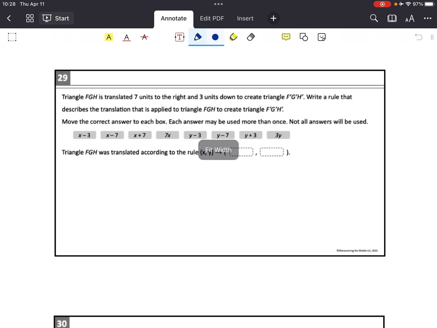All right, question 29 was saying that triangle FGH was translated. Translated automatically tells me that I'm moving. So this means either up, down, or left, right. It says 7 units to the right, and it says 3 units down. To create the new triangle, I know this one is the new one because it has the prime symbols, right? A rule that describes that transformation.